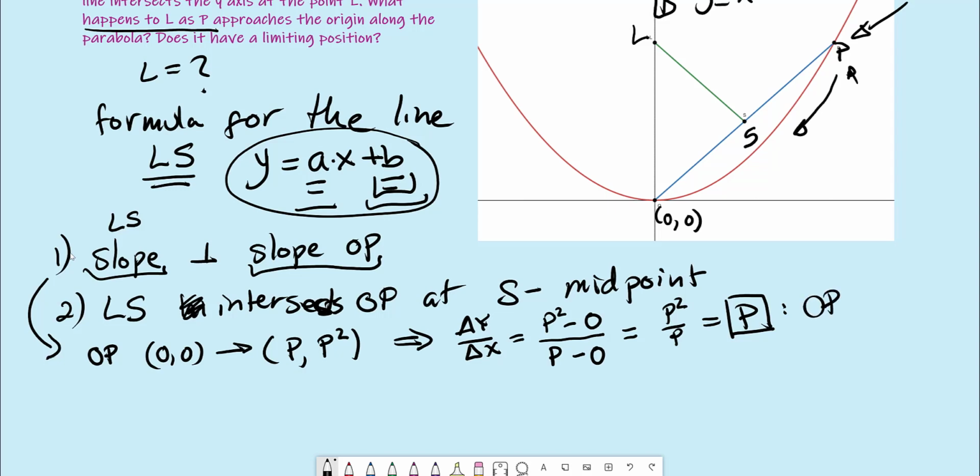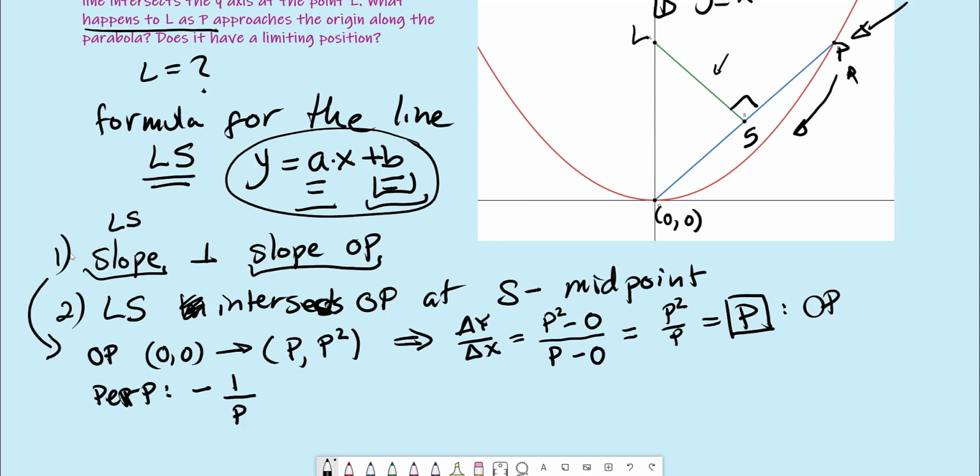Okay. Now, if we know the slope of OP, we can figure out what the perpendicular slope is. What is a perpendicular slope? From geometry, the perpendicular slope is just negative 1 over the slope. So it's minus 1 over our OP slope, which is just p. Again, it's negative because it's going in the other direction. It's going down rather than up, and it has the inverse size because it is perpendicular here.